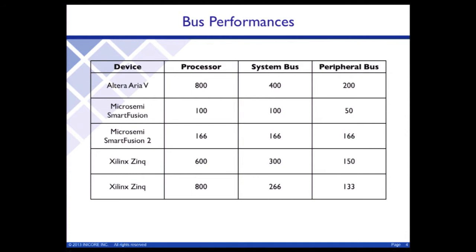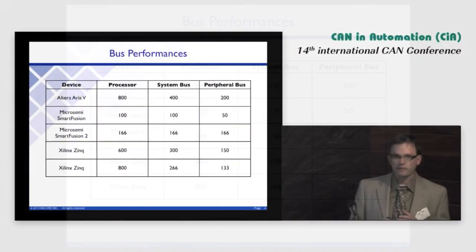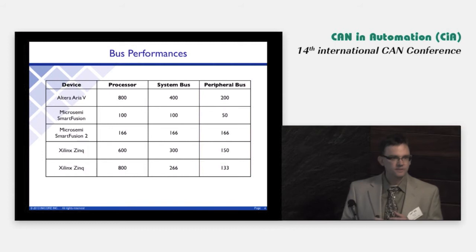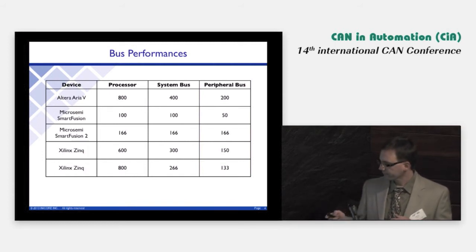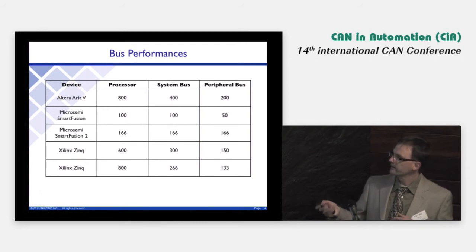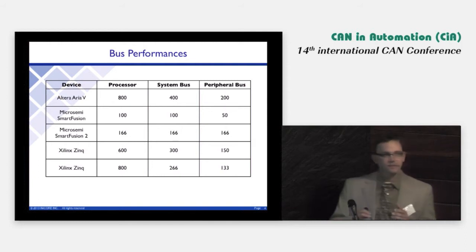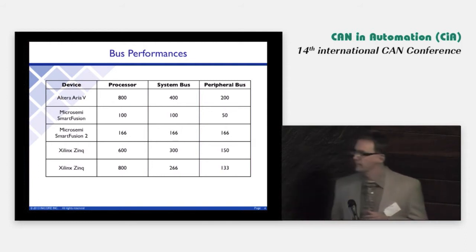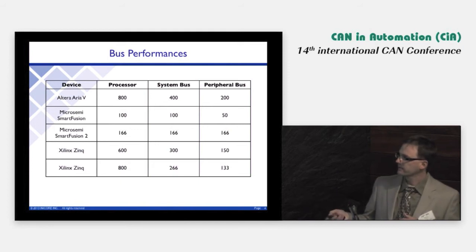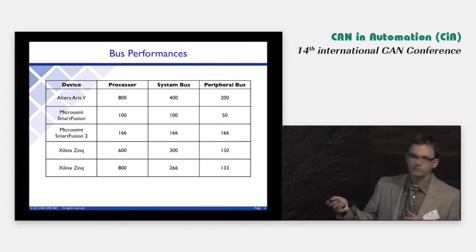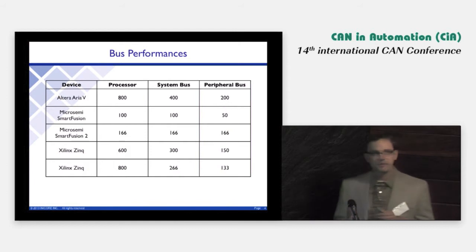If you look at the bus performances or the characteristics of the different buses, here I looked at some FPGA SoC devices. All those devices have an embedded ARM microcontroller subsystem and an FPGA fabric. What we have here is the performance of the processor and then the system bus and the peripheral bus. And we see that the frequency scales down, especially for Altera and the Xilinx Zynq devices. So the system bus here is half the speed of the processor. The peripheral bus is half the speed of the system bus. And this is the best case scenario.